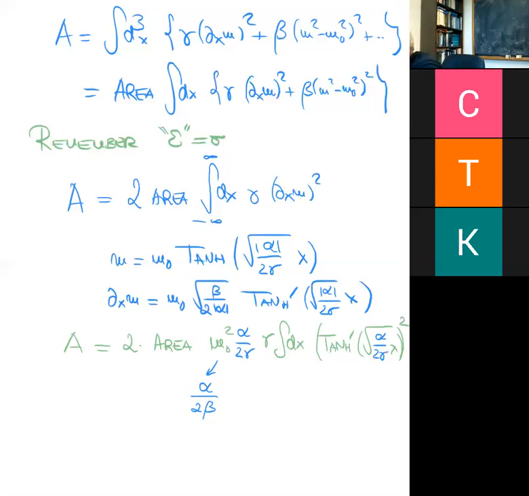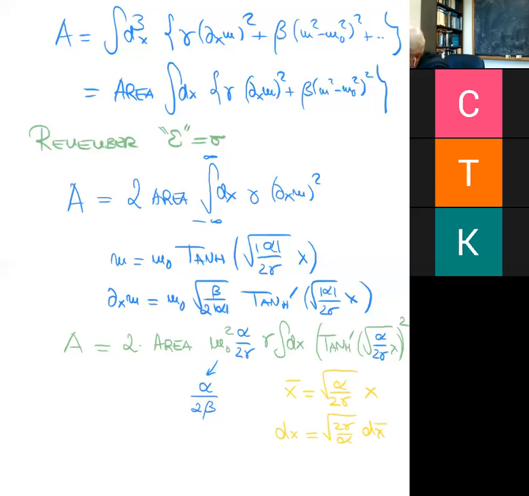So then I should be able to do a change of variables. I should be able to call this quantity inside the integral, say, x bar. So x bar is alpha over 2 gamma times x, so that dx is 2 gamma over alpha times dx bar, okay? So now we can try to collect the constants.